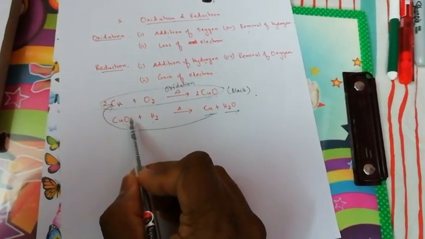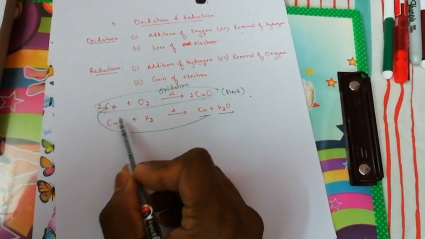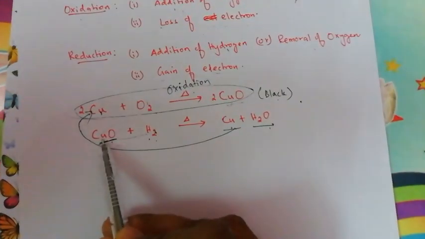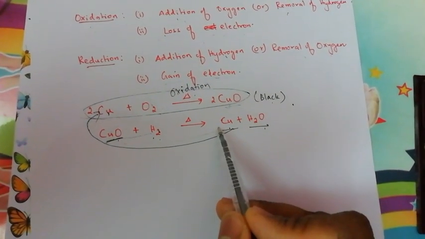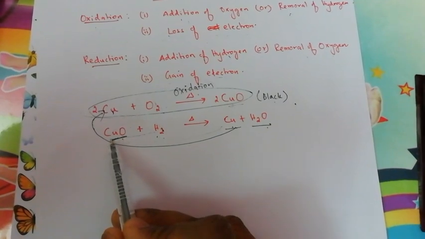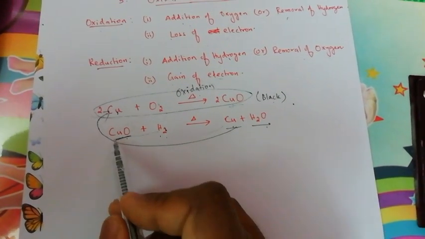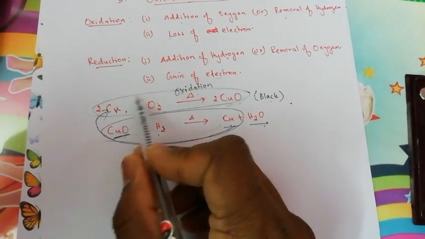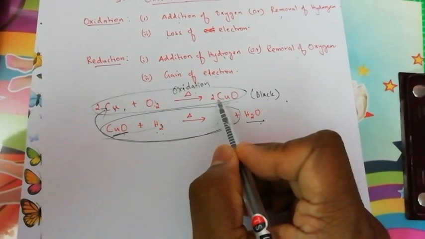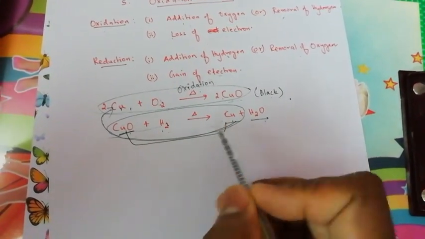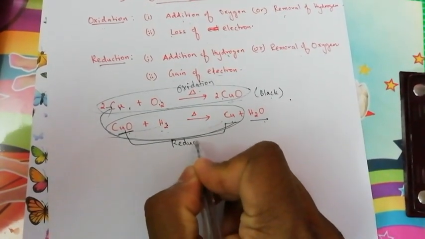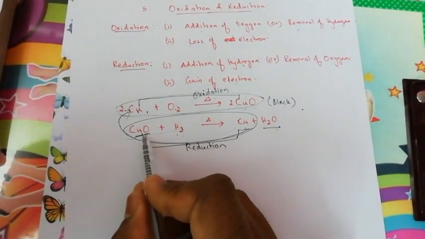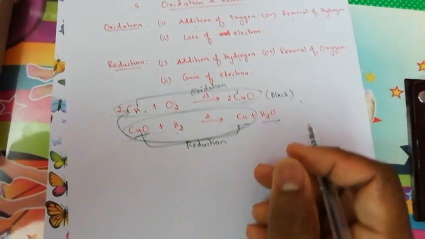And you look at this copper oxide, and here after passing hydrogen, the oxygen which is present with the copper is removed, and that is why it's said to be a reduction reaction. You understand that? If you add oxygen to copper, it becomes oxidation, and the removal of oxygen is said to be reduction. Addition of oxygen is said to be oxidation. Removal of oxygen is said to be reduction.